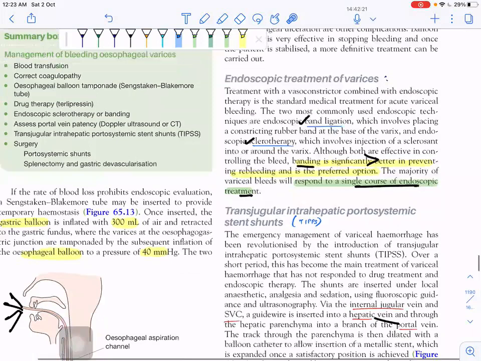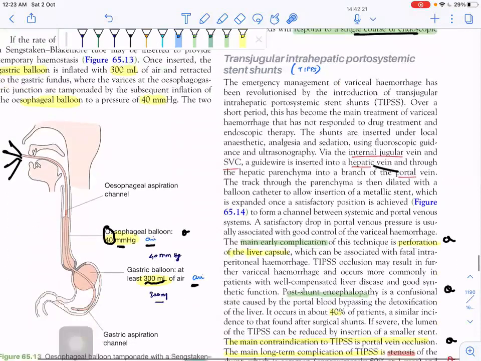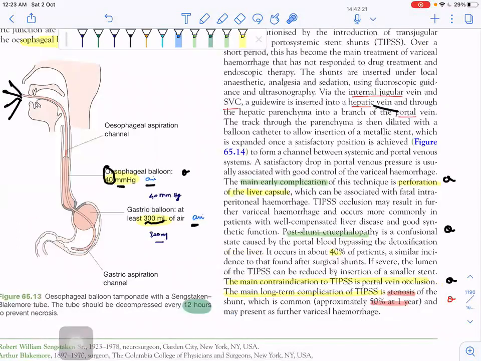Then TIPS. For TIPS, we first insert the TIPS wire via the internal jugular vein, then the hepatic vein, and then go to the portal vein. So the four MCQs I will tell. The main early complication of TIPS is perforation of the liver capsule. Next, what is the percentage of post-shunt encephalopathy? Post-shunt encephalopathy is 40%. Third MCQ: the main contraindication to TIPS is portal vein occlusion. Fourth MCQ: the main long-term complication of TIPS is stenosis, approximately 50% at 1 year.